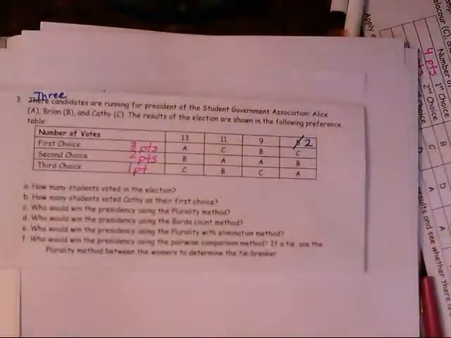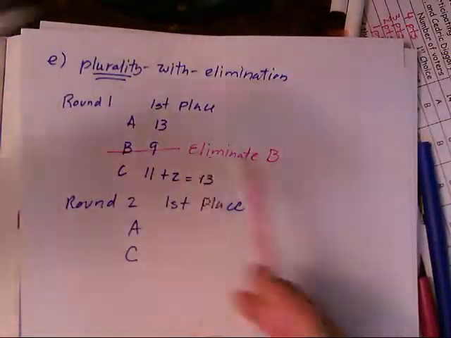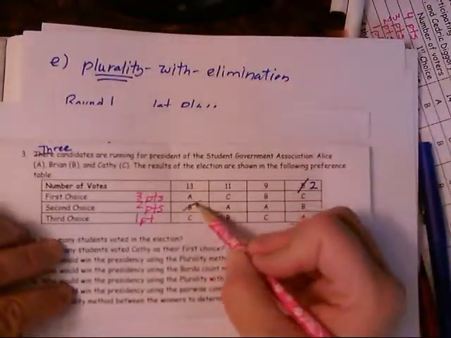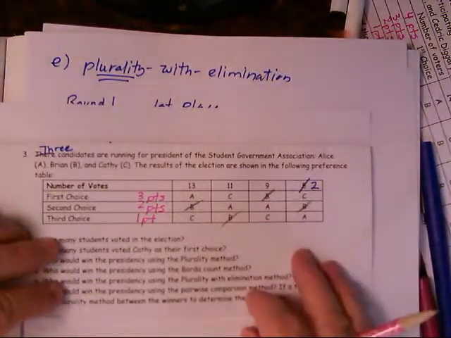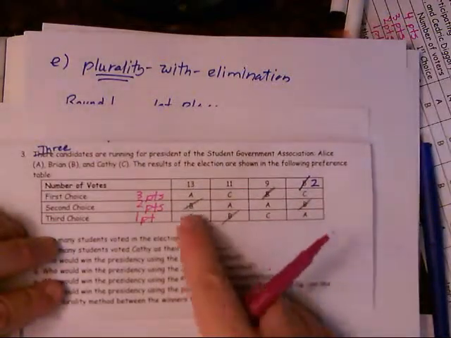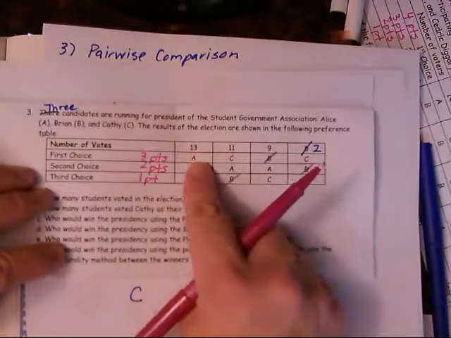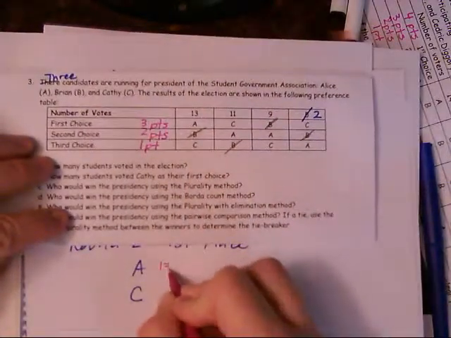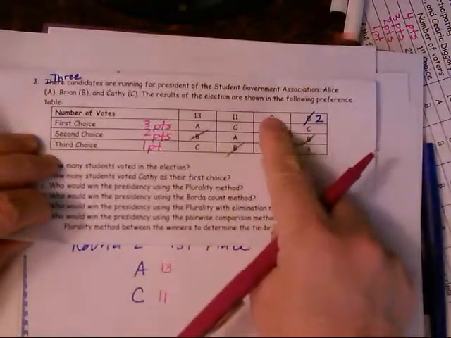Okay, that means I need to go to my chart and take my pencil and eliminate B. Eliminate B, eliminate B, eliminate B, eliminate B. And I'm using the pencil so I can erase that and reuse the chart in a few minutes. Okay, we're looking for first place votes. 13 put A in first place. 11 put C. These 9 picked B.